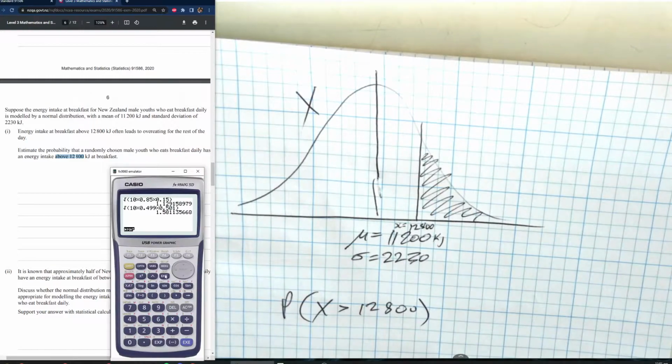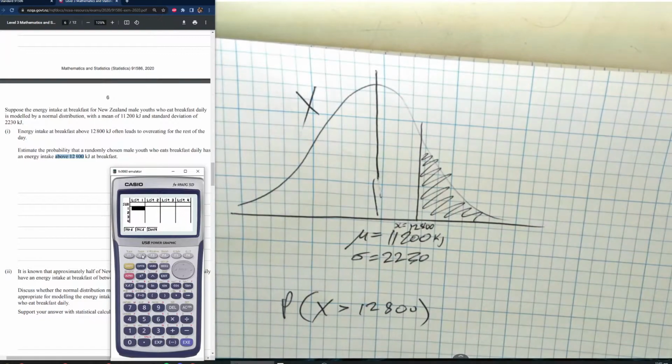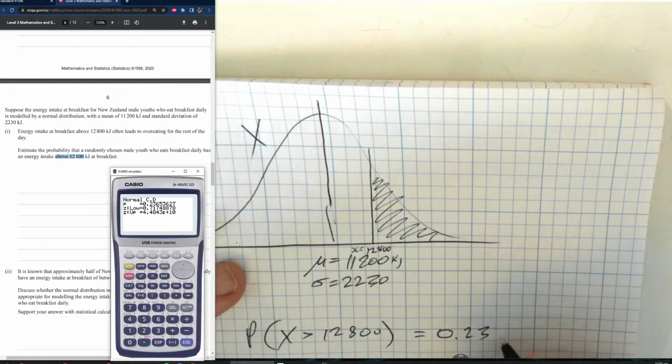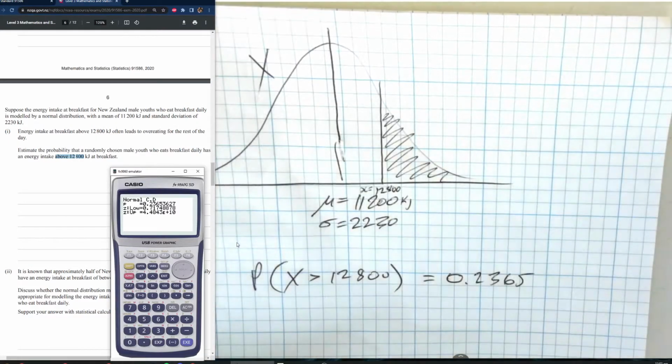So we can use our calculator for that. Go distribution, normal, cumulative. The lower bound is 12,800 up until infinity, but I don't have an infinity button, so let's do a bunch of 9s. 2,230 is our standard deviation, and 11,200 is our mean. 0.2365.